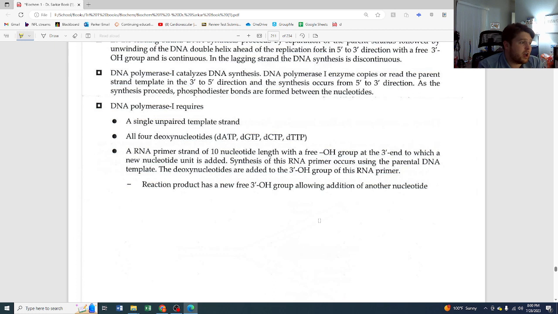An RNA primer strand of 10 nucleotides length with a free OH group at the 3' end, to which a new nucleotide unit is added. Synthesis of this RNA primer occurs using the parental DNA template. The deoxynucleotides are added to the 3' OH group of this RNA primer. The reaction product has a new free 3' OH group, allowing addition of another nucleotide.